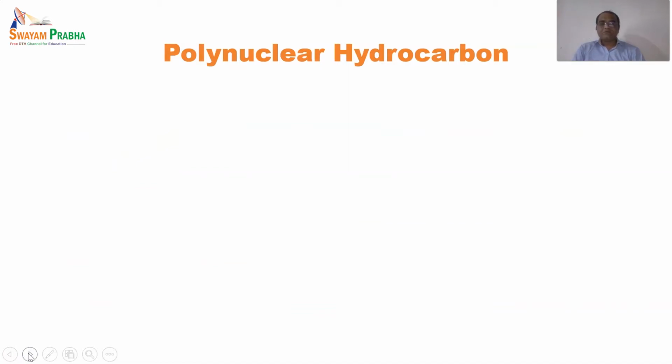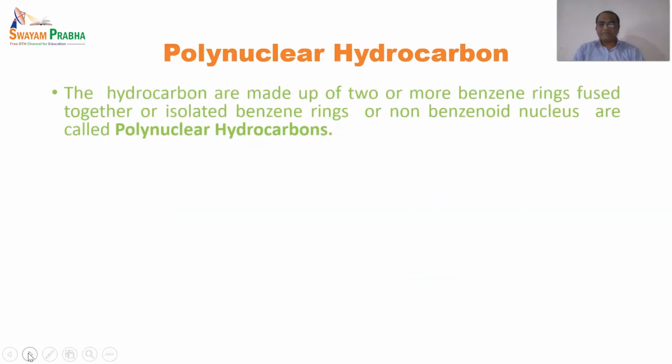So let's first see what are polynuclear hydrocarbons. Hydrocarbons are made up of two or more benzene rings. Here we deal actually with polynuclear aromatic hydrocarbons. When it comes to only polynuclear hydrocarbons, it may not have an aromatic ring, but we are dealing with a module related to polynuclear aromatic hydrocarbons. So the hydrocarbons made up of two or more benzene rings fused together, or isolated benzene rings, or non-benzenoid nucleus are called polynuclear hydrocarbons. Not just polynuclear hydrocarbons, but polynuclear aromatic hydrocarbons. Though it does not have a benzene structure, there are some rings which do have aromatic structures.